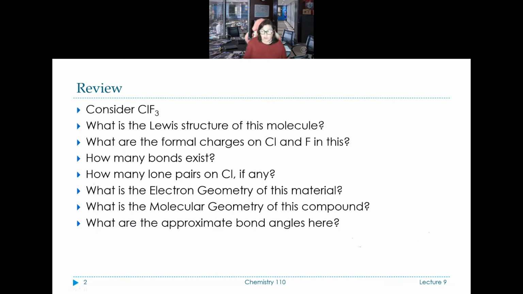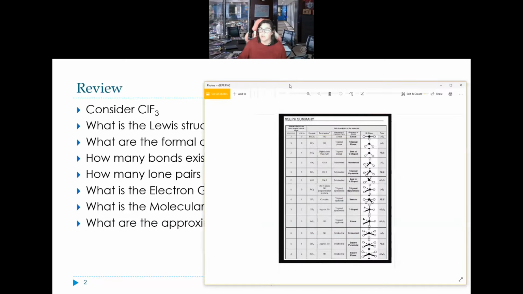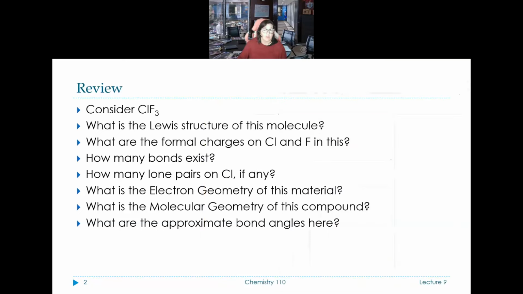What is the electron geometry of this material? We'll start there. What is the molecular geometry of this compound? We'll be able to get that from our table. And what are the approximate bond angles here? And again, that is something we should be able to look up from the table that we have as a reference, okay? So let's take a look.